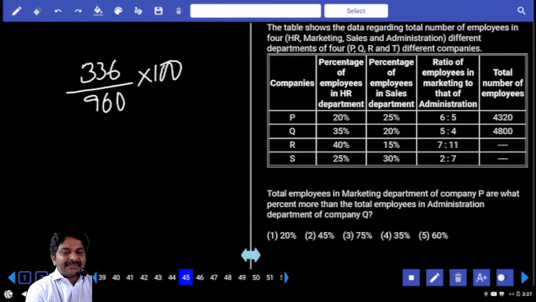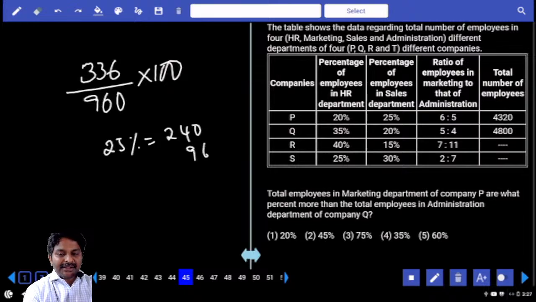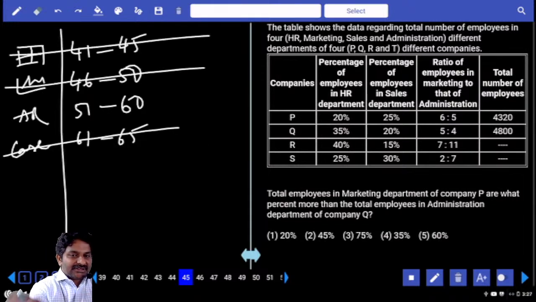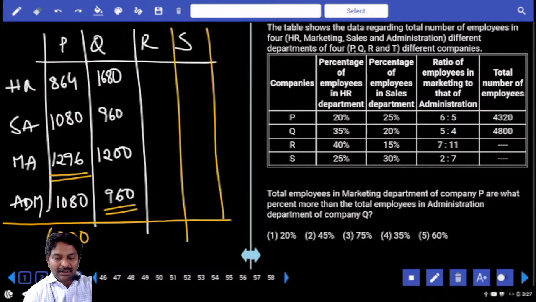What is 50% of the denominator? 480. 25 percentage, 480 half, 240. Our numerator is 96 more than that, which is 10% of the denominator. Total 35%. Fourth option. This is also over. Now we have only arithmetic questions from question number 51 onwards.